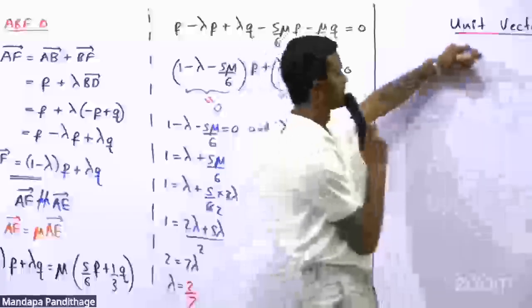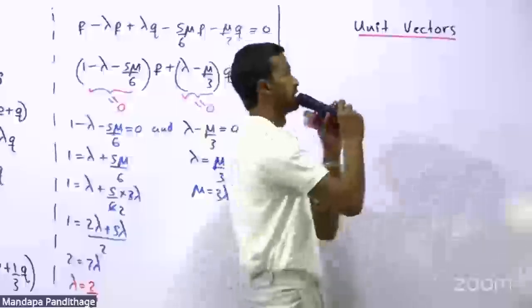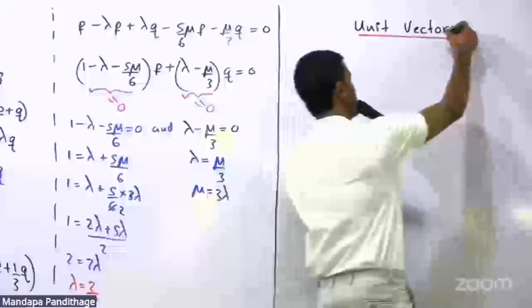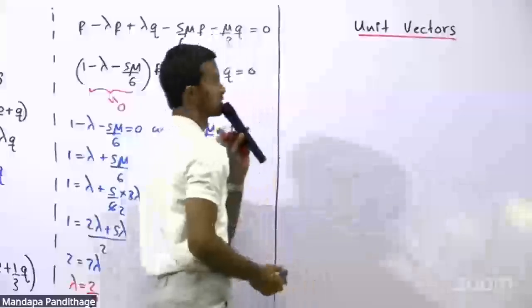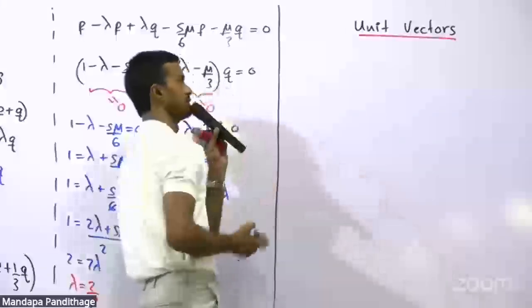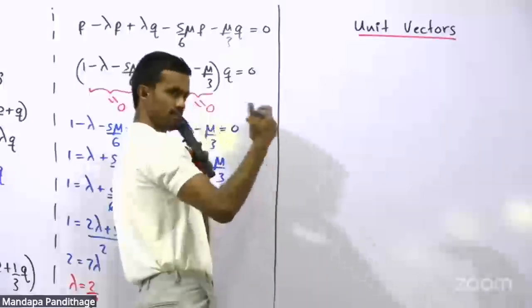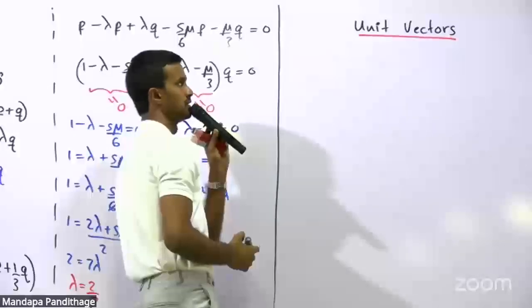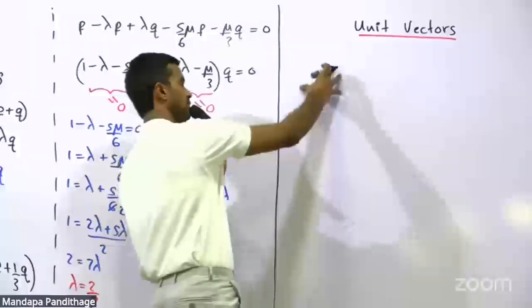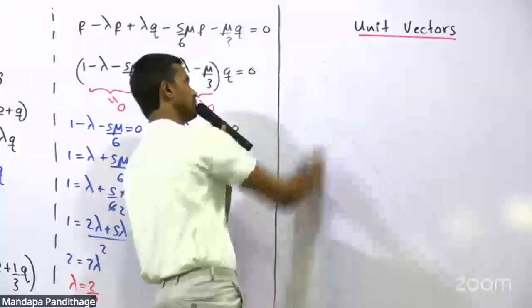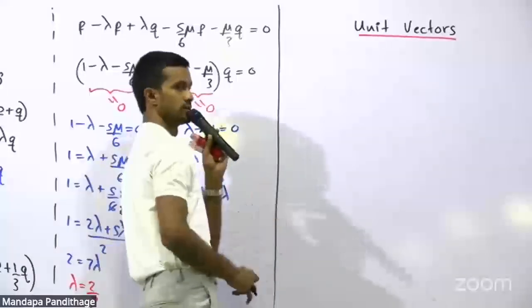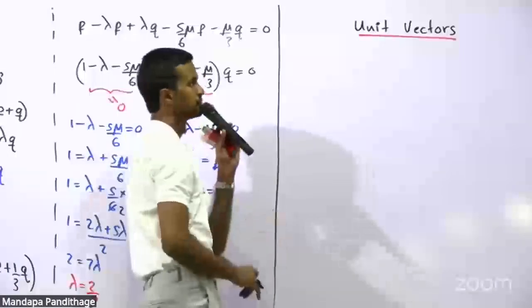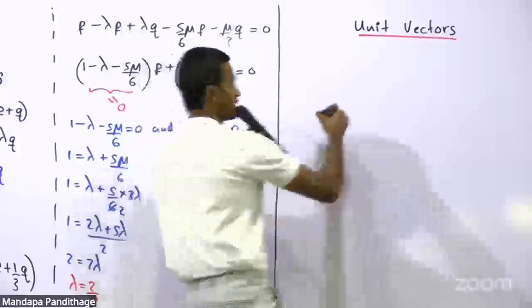Okay. Now silence, listen. A nice concept, and nowadays A-level questions are frequently asked based on these unit vectors. The meaning is simple, but you need to understand the concept very well. If not, you won't be able to apply it in a question.